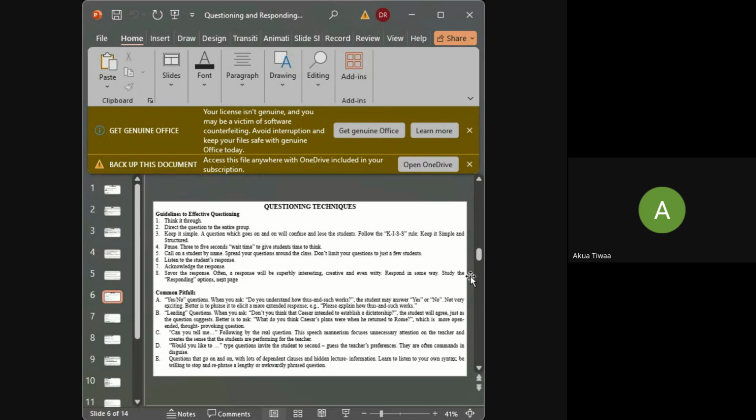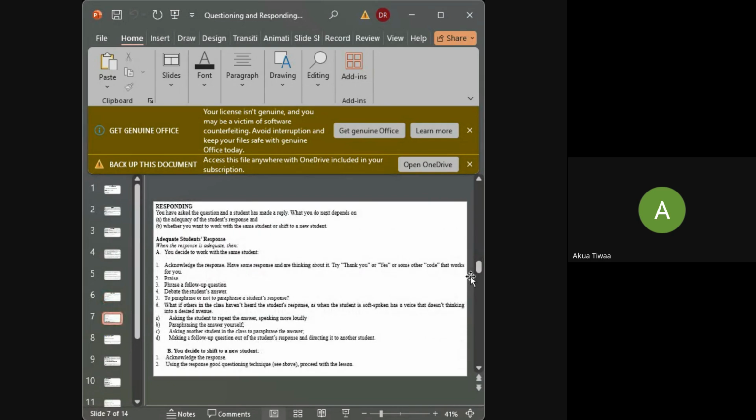Then again, we have questions that go on and on with lots of dependent clauses and hidden lecture information. Learn to listen to your own syntax. Be willing to stop lengthy or awkwardly phrased questions. Any question or contribution up to this point?